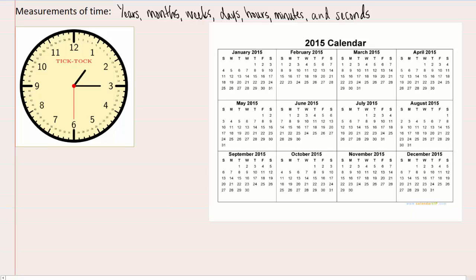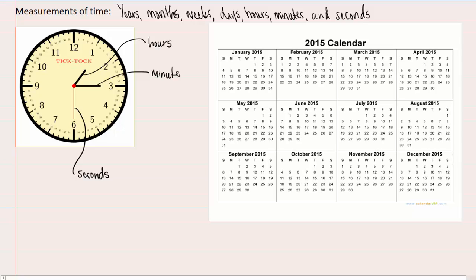Let's start with the seconds, minutes, and hours on the clock. To begin with, the clock even has hands to help us with each of these. The red hand is called the seconds hand. The longer of the two hands is called the minutes hand. And the shorter of the two is for hours.